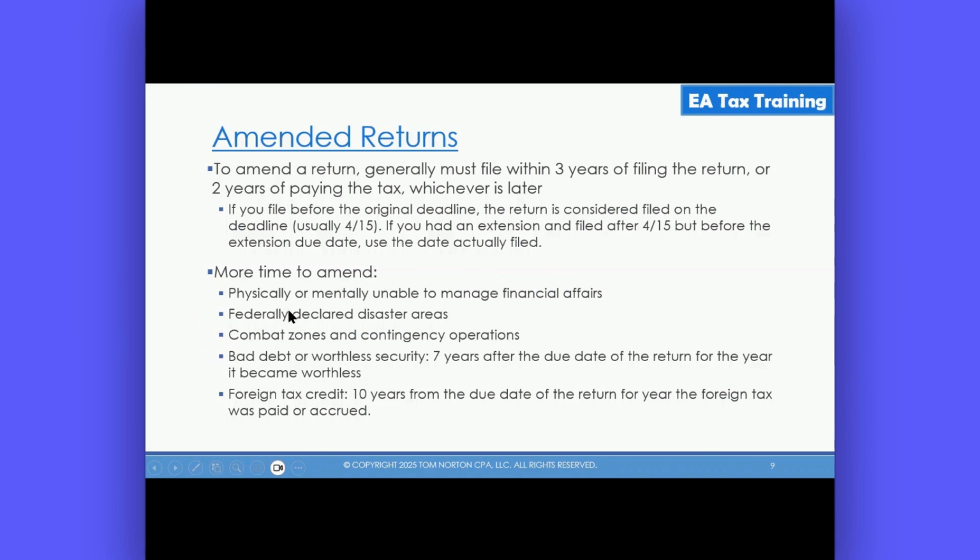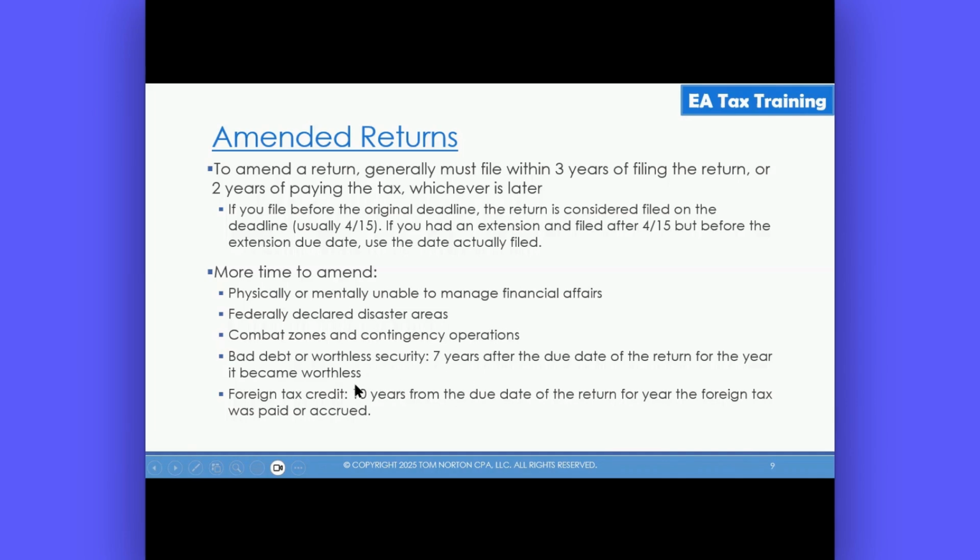There are times when you get more time than this to amend. If the taxpayer was physically or mentally unable to manage their financial affairs, if you are in a federally declared disaster area, sometimes the IRS will come out and announce that you have more time. If you were serving in a combat zone or in an area with contingency operations as declared by the president, you could have more time. And then these last two, you will definitely want to know for the exam.